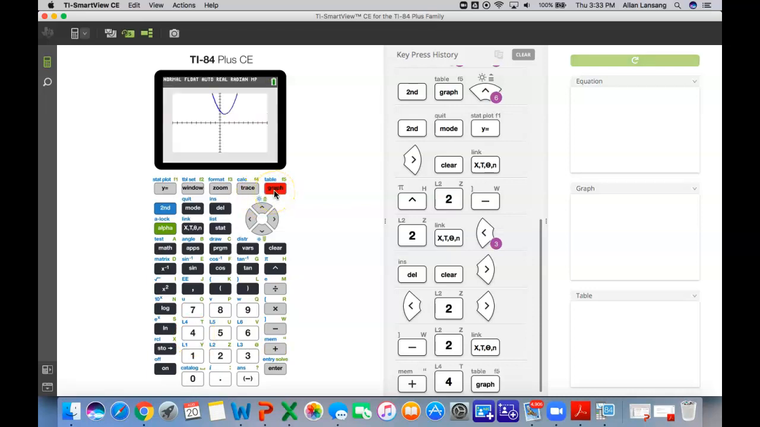Okay, so you can now try finding the vertex, and you can now try finding the y-intercept. So one question, do you think the graph has x-intercepts? Will it touch the x-axis?